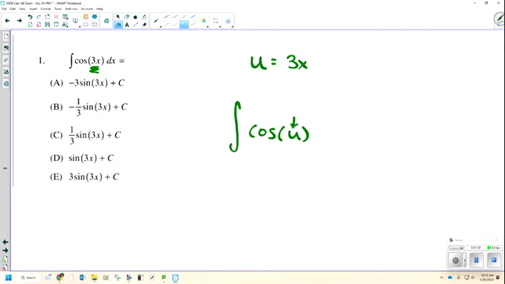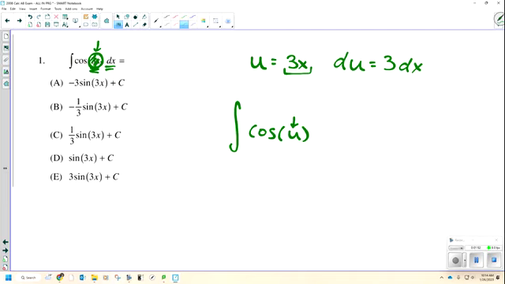Whenever I do a u substitution, not only do I got to put a u in there, but I got to find the derivative of what my u is. The derivative of 3x is just 3 dx. But keep in mind now, this 3x has gone bye-bye. If you look up to the top left, this 3x is now a u, so it's not here. I don't have a 3 dx.